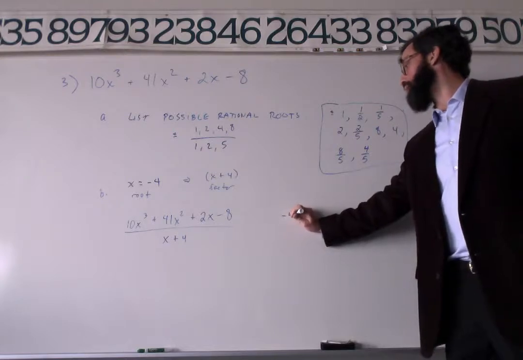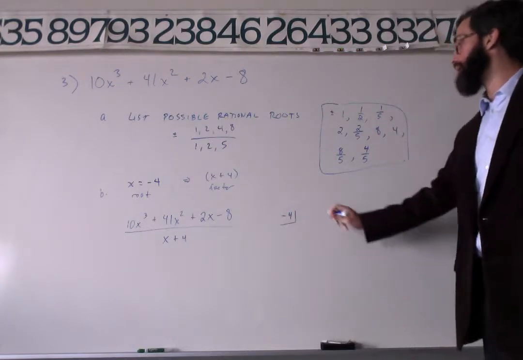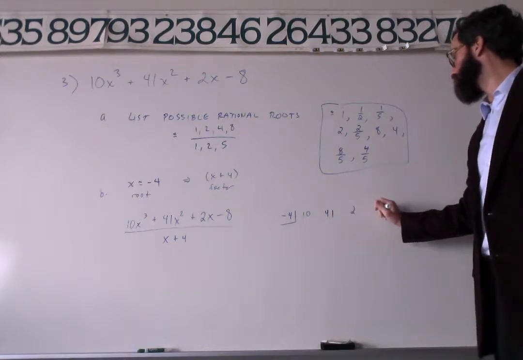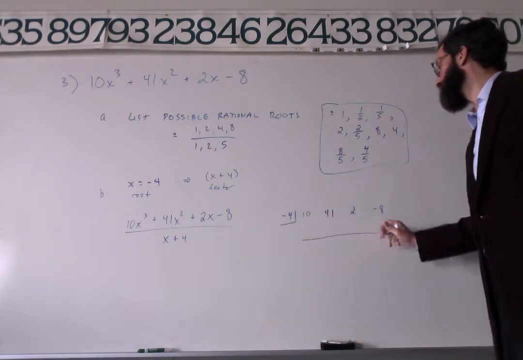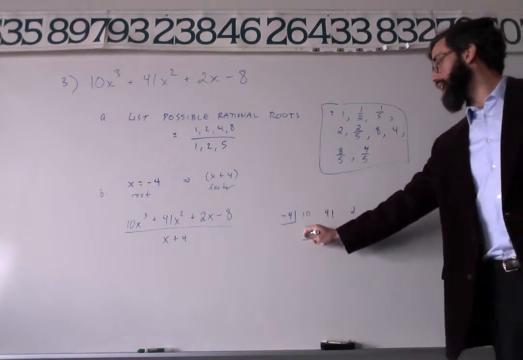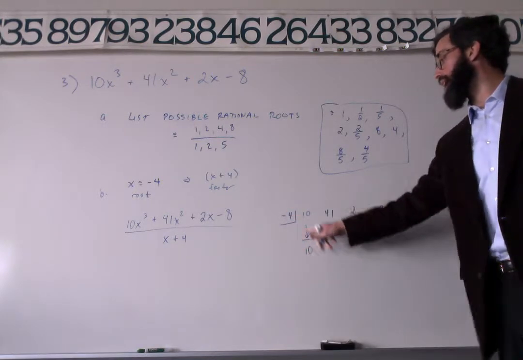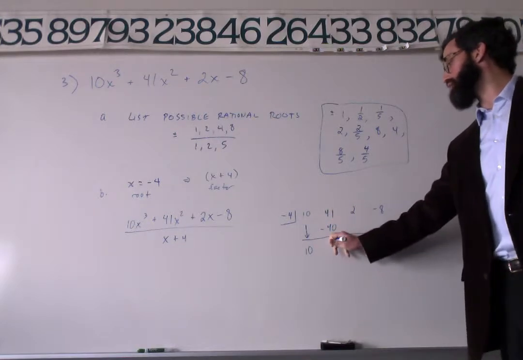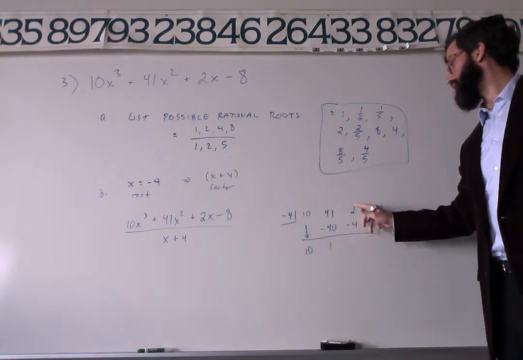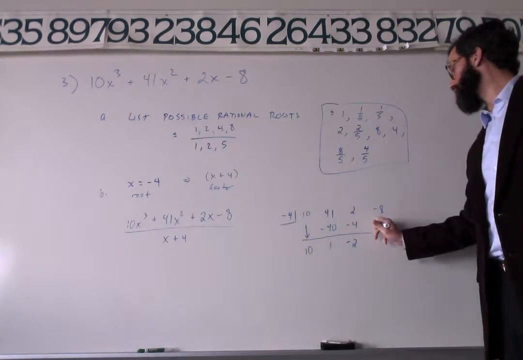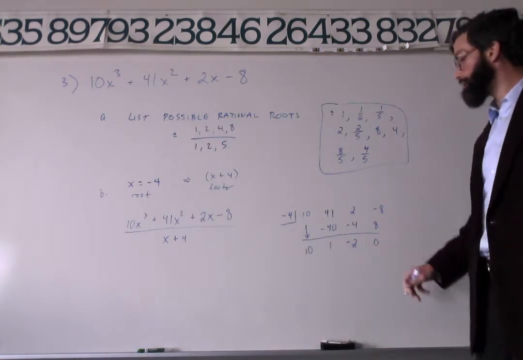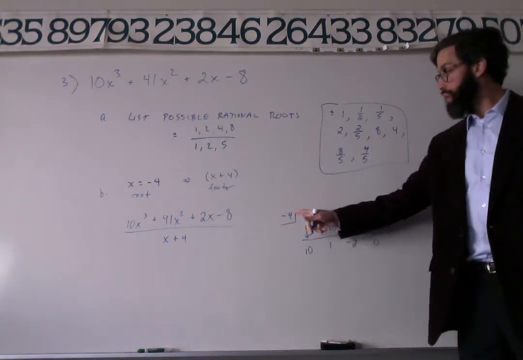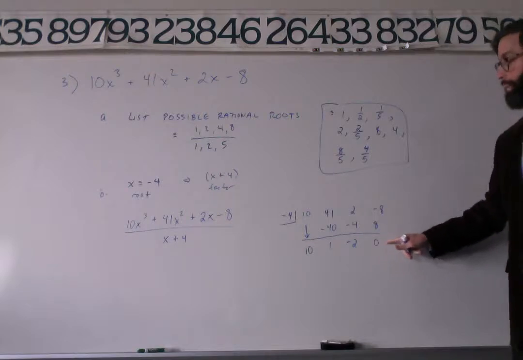So we put a negative 4 in that sort of half box, and list just the coefficients here: 10, 41, 2, and negative 8. Leave some space here and draw a line. Bring down the 10, and now we multiply by this number in the square. Now we add these two up. Now we multiply. And now we add. And now we multiply, and we add, right? And we get 0. And of course, that's what we get if this number is a root. We will always get 0, right? This number is the remainder.